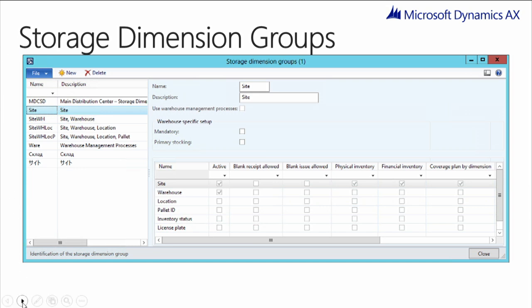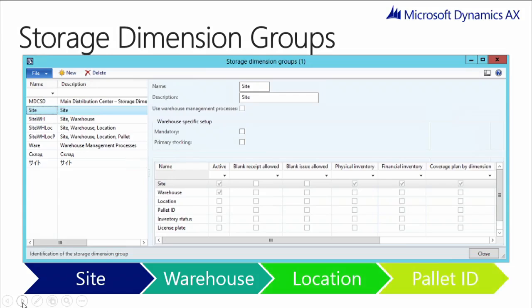Site, warehouse and location, and pallet ID are inventory storage dimensions and can be allocated to products only when the product storage dimension group allows for it. A storage dimension determines where and how a product is stored. The active checkbox, which you can see here in this screenshot example, on the storage dimension group form is used to determine if the dimension will be used.